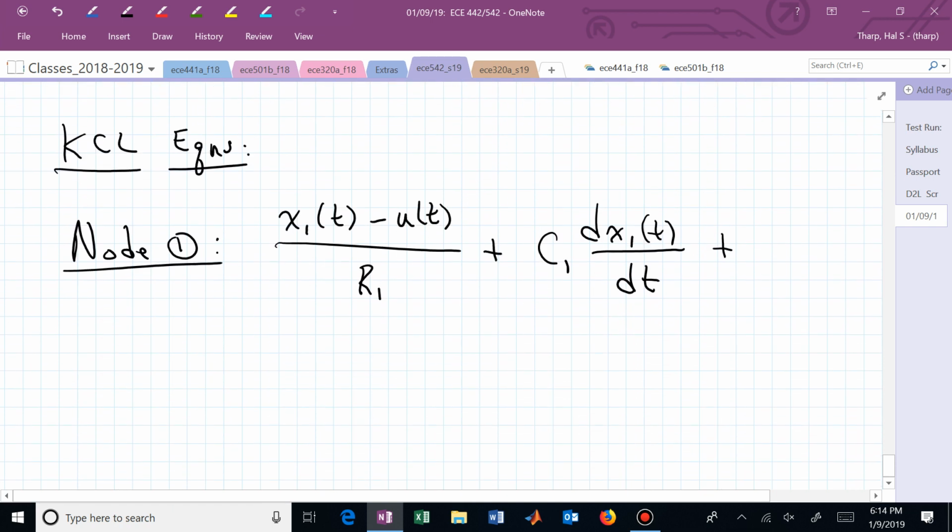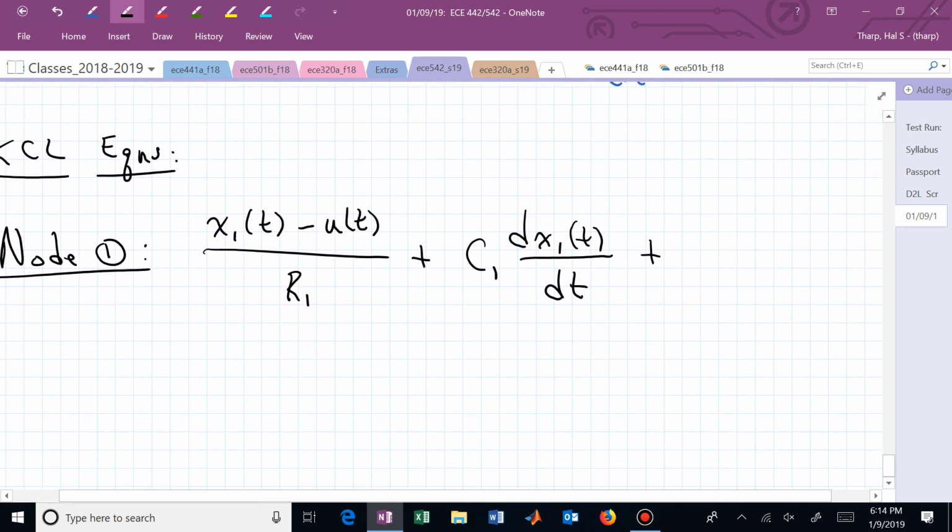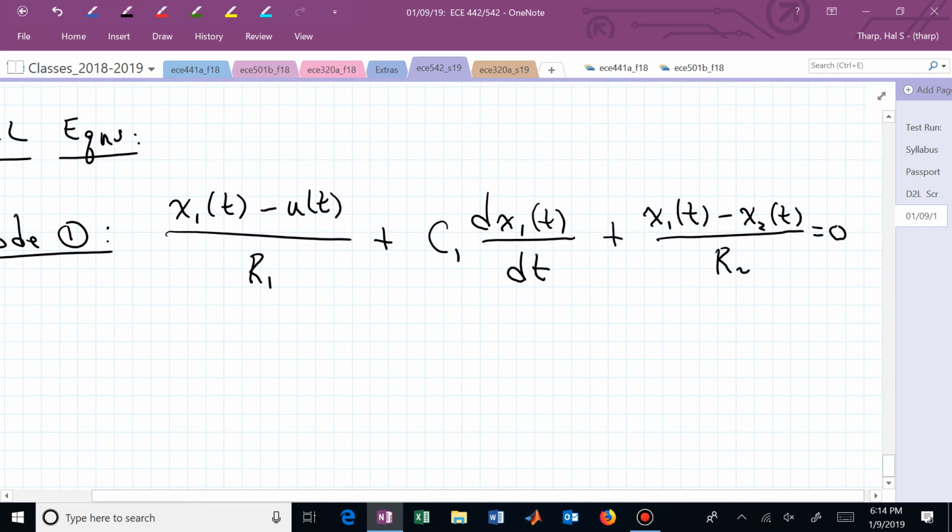Okay? So this is now what? This is whatever I just said, x1 minus x sub 2 all over R sub 2 is equal to 0. That's one of my first order differential equations that I need that model this electric circuit.